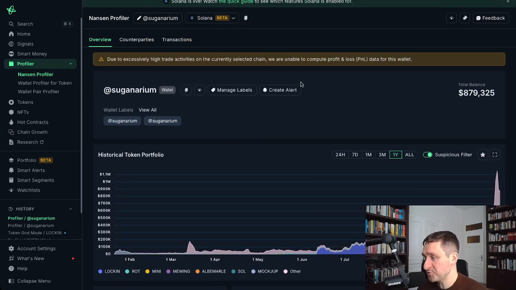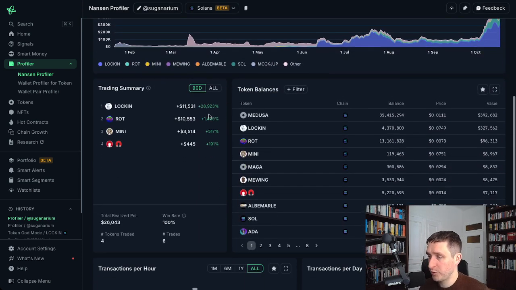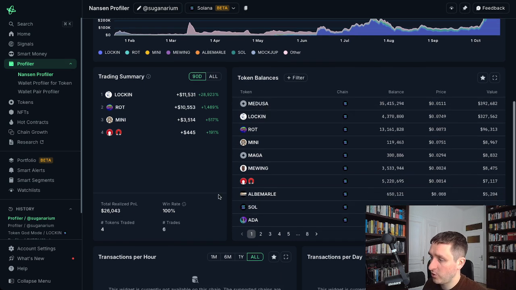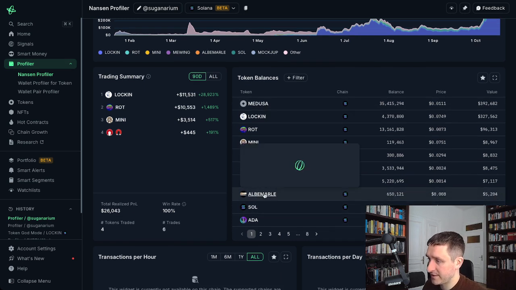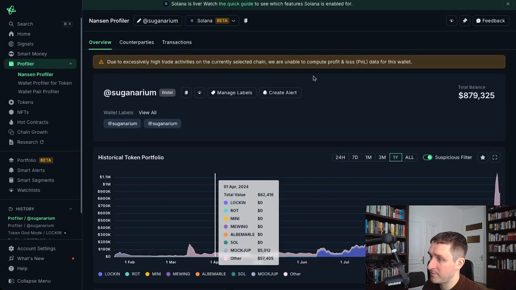Like Suganarium, of course, tweets about his position on Twitter, but I think before that he might be taking those positions on chain. If you want to be fast to do the same thing as he does, then you have to look at what kind of holdings he has. And some of those holdings might be interesting. For example, I didn't know this meme Albemarle. I think that's something new. So it might be worth checking out.